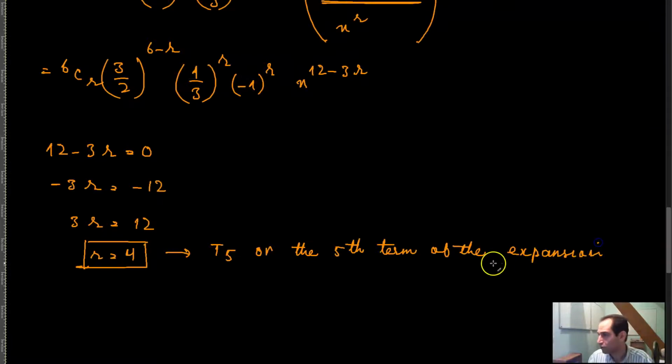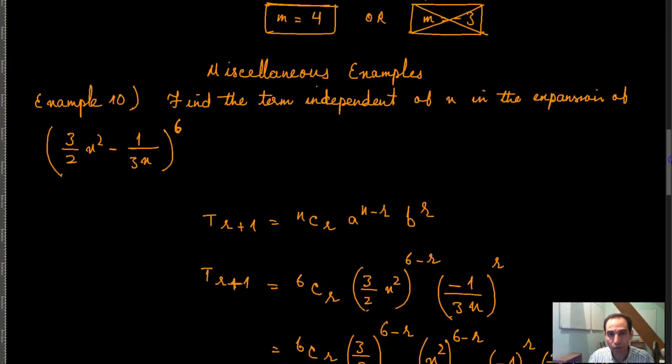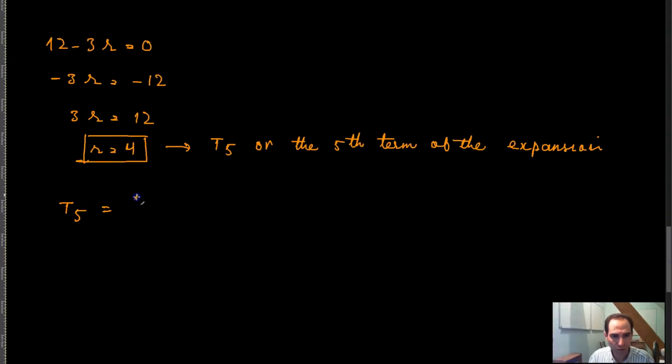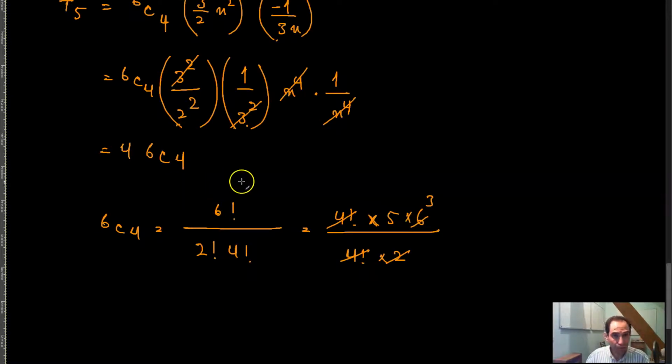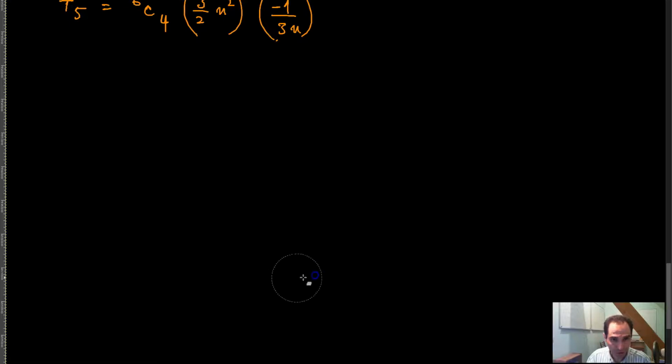You can of course calculate that. You can write this as T5, where r is equal to 4 and n is equal to 6. So that's 6C4. Okay, so then you have here basically 6C4. I did make some mistakes here.